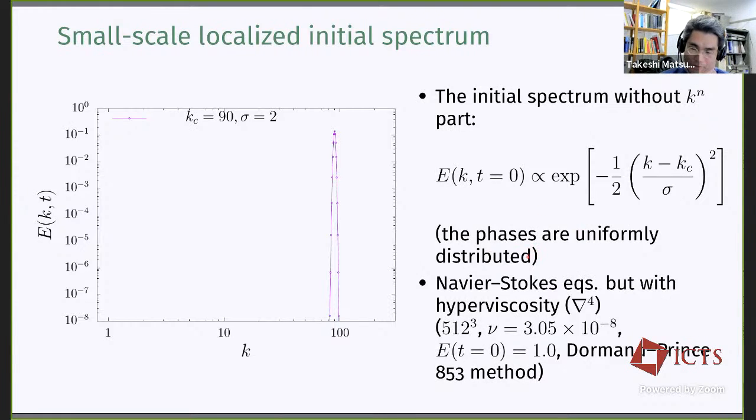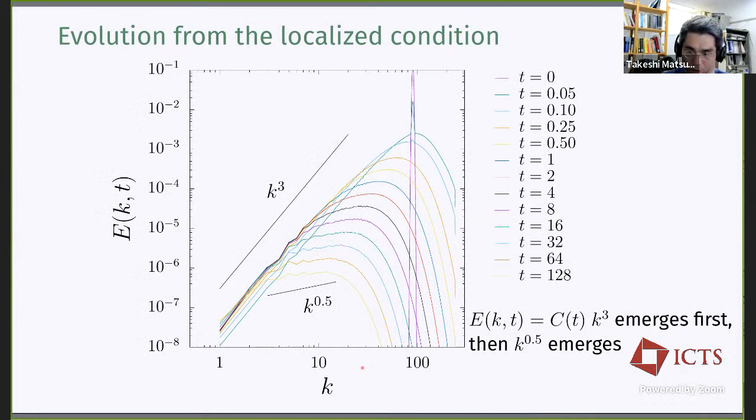So we put this initial condition into the hyperviscous Navier-Stokes equation with the following hyperviscous kinematic viscosity. And we normalize the initial energy to unity, and we used a fancy Runge-Kutta scheme. In this case, the evolution of the energy spectrum is something like this. This is our initial condition, at time 0.